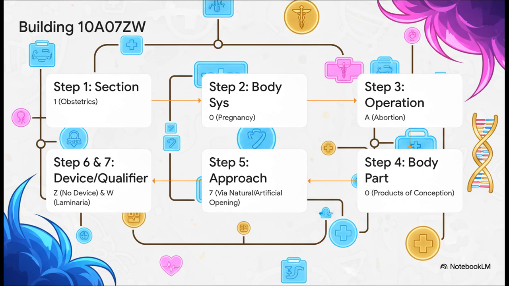Each of these 7 characters has a very specific job. The 1 tells us we're in the obstetrics section. The A tells us the root operation was an abortion. The 7 tells us the approach was via a natural or artificial opening. And that last character, W, gets even more granular, telling us that laminaria was the substance used to induce it. Isn't that wild? 7 characters tell the entire procedural story.